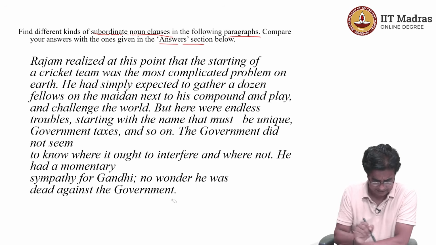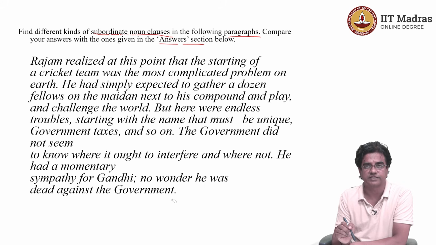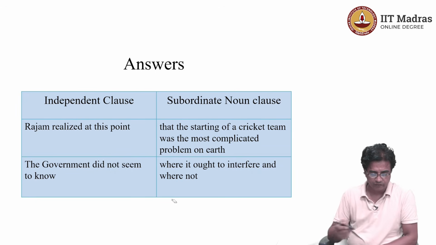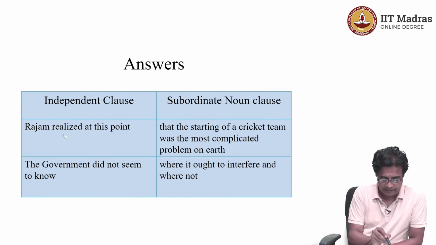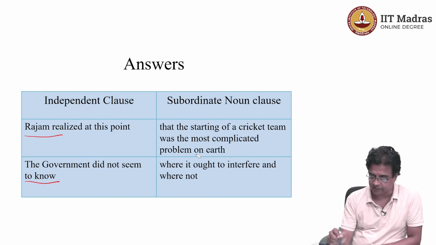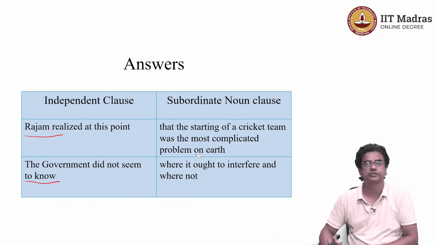So it just gives you some idea about different types of clauses. It has examples of different types of clauses and identifying them will help you take it further. In this sentence, Rajan realized at this point, it's a main independent clause; the government did not seem to know, main clause; and that the starting of a cricket team was the most complicated problem on earth, subordinate clause; where it ought to interfere and where not, another example of subordinate clause.